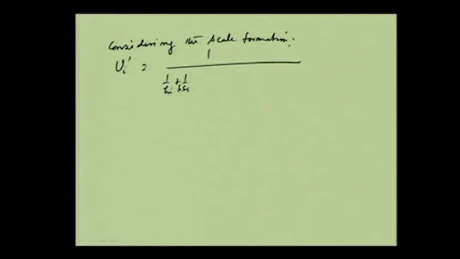So, considering the scale formation, the expression can be written as Ui dash, which should be 1 by Hi plus 1 by Hsi, based on the inside area, plus Ai ln Ro by Ri, as we have already seen, divided by 2 pi k L, plus Ai by A naught, the outside area, into 1 by HSO for the scale, plus Ai by A naught into 1 by HO, fine.